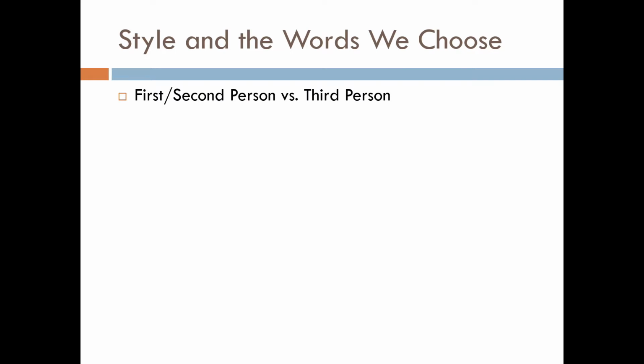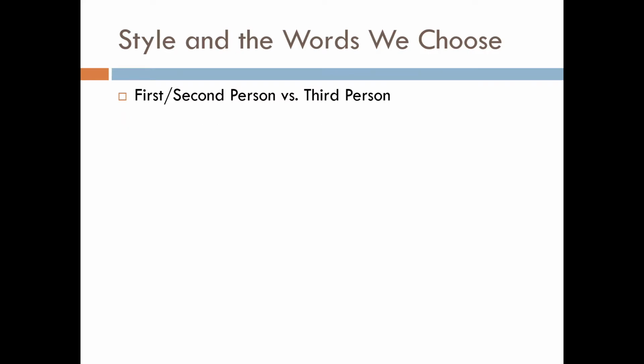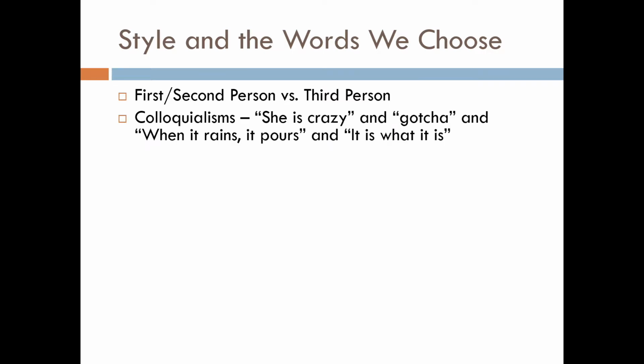So when we talk about style and the words we choose, we need to talk about first person versus third person. We've talked about this in class, so I'm not going to belabor this. But we use more third person in formal writing; first and second we find in more informal writing. Colloquialisms: she's crazy, or gotcha, or when it rains it pours, or it is what it is. These are things that we say in our vernacular, in our common everyday language, that honestly aren't really communicating what we want to communicate.